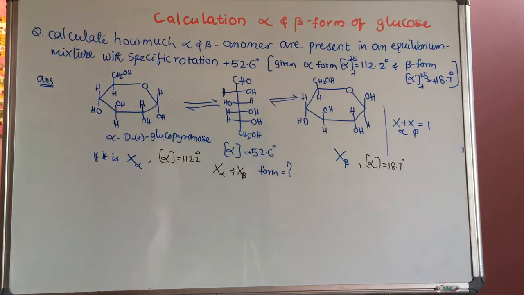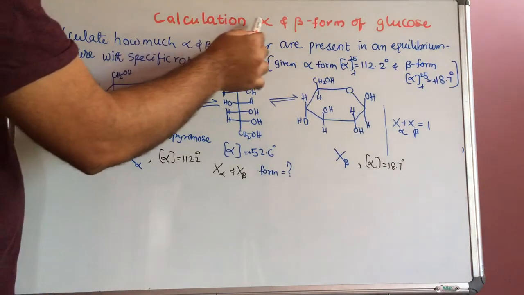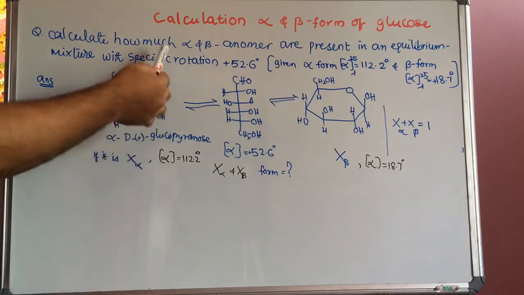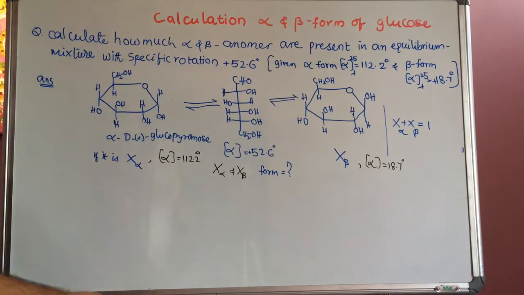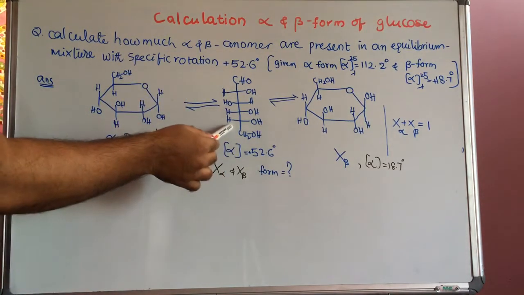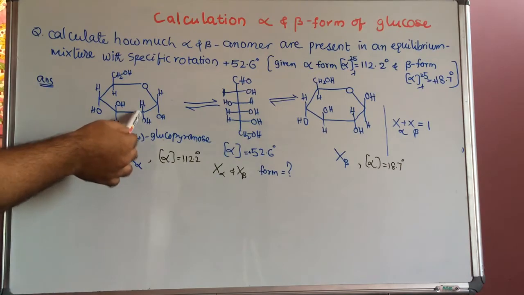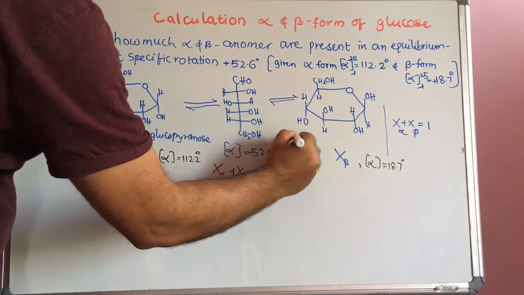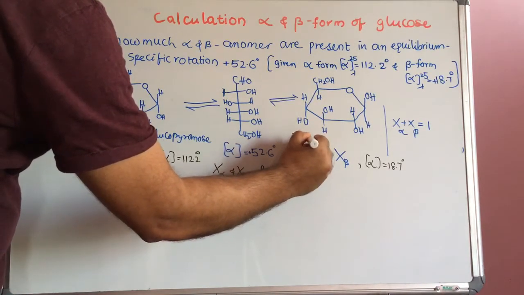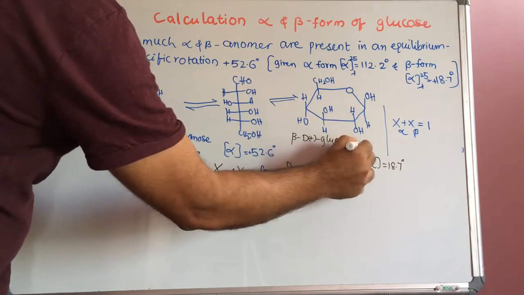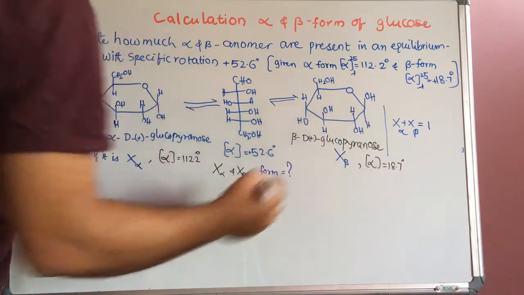Hi students, today we are going to discuss the calculation of alpha and beta forms of glucose, because in the last class I discussed that glucose, which is in open chain form, also exists in the alpha-D-glucose form and beta-D-glucose form. This is also known as beta-D-(+)-glucopyranose. Once again I am discussing what this is.